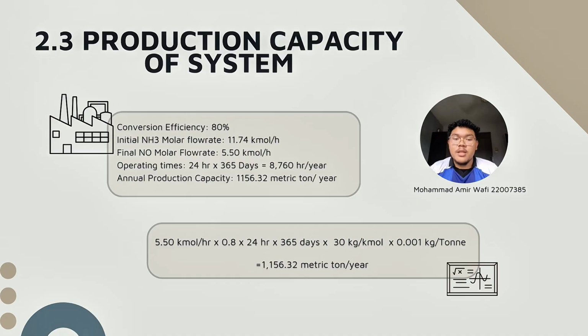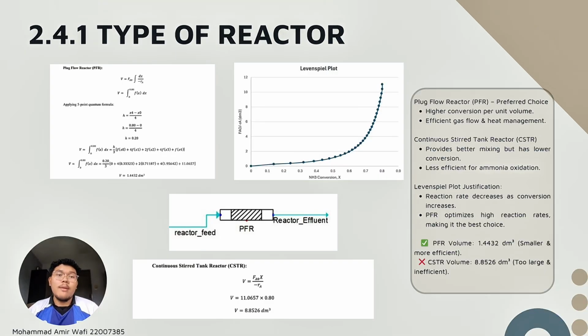By using advanced platinum, rhodium, palladium catalysts, efficiency can be further improved. Our system offers a balanced solution for high yield and cost-effective NO production. Next, we go to the type of reactor.